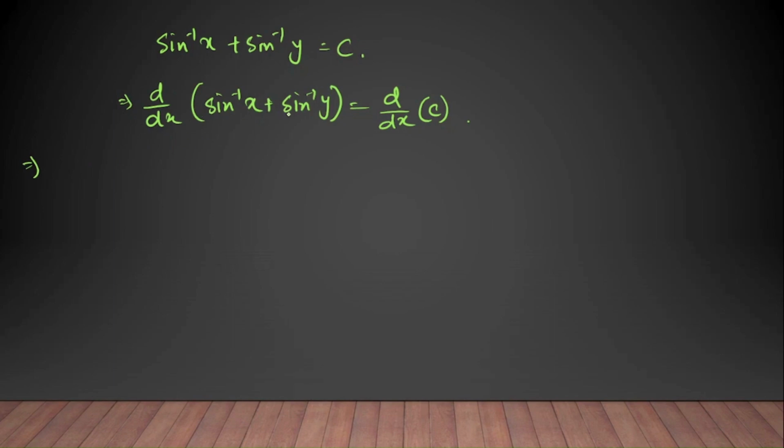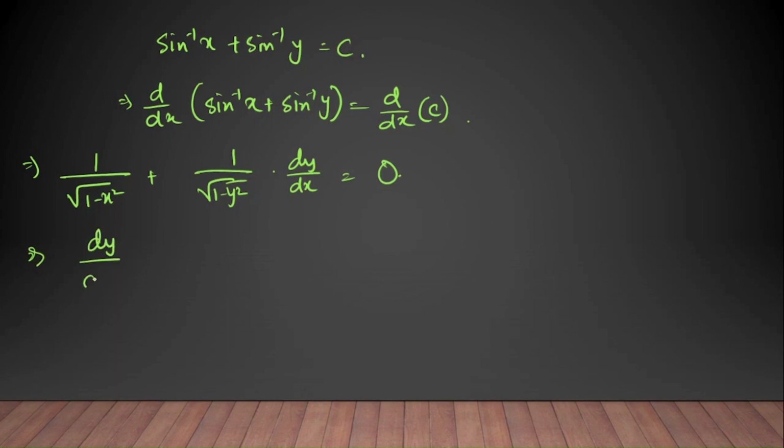So d/dx of sine inverse x plus sine inverse y, we can write as 1 by root under 1 minus x square plus 1 by root under 1 minus y square into dy/dx. And d/dx of any constant is always 0. So now what will be the value of dy/dx? The value of dy/dx will be equals to negative, minus of root under 1 minus y square divided by root under 1 minus x square. This is the value of dy/dx.